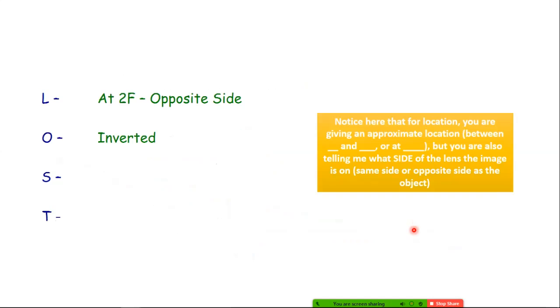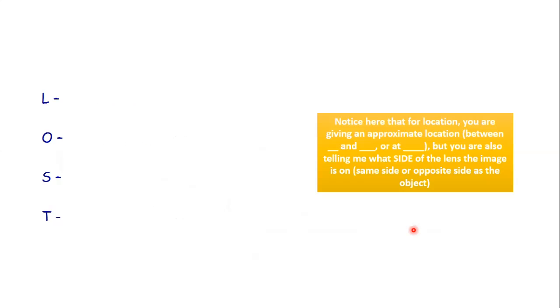Try to solve this, and notice the location and approximate location, between which positions, and also tell me the side of the lens, the same side or the opposite. I think all of you can guess where the image will be located, and whether the image is real or virtual. I think all of you get the point that the image here is real and on the opposite side.